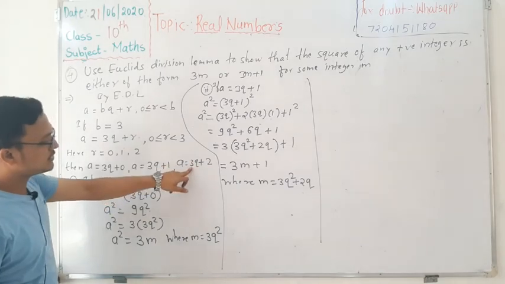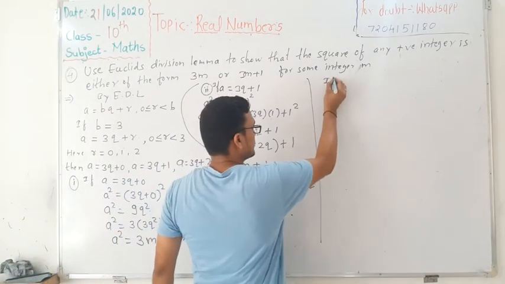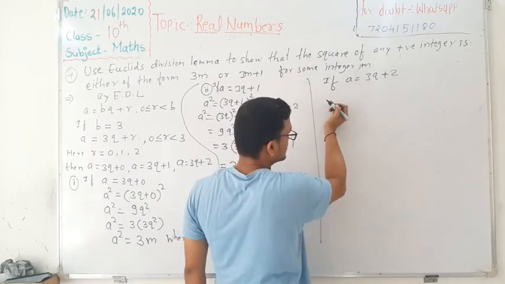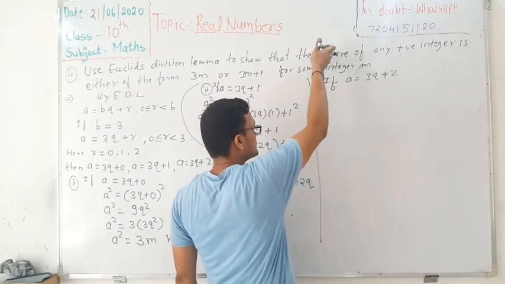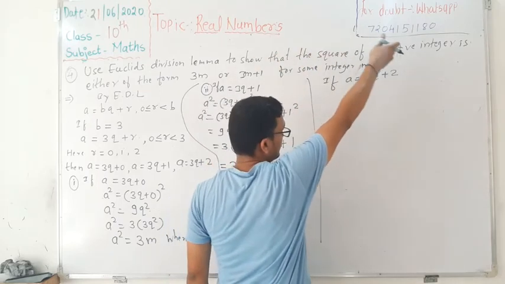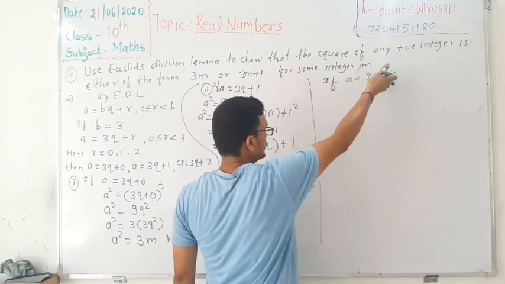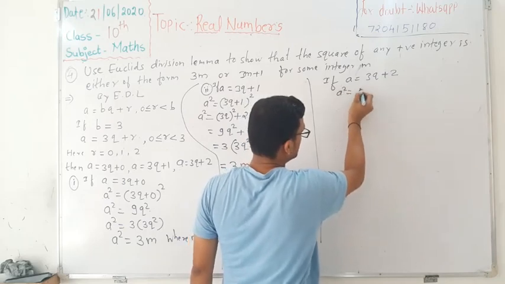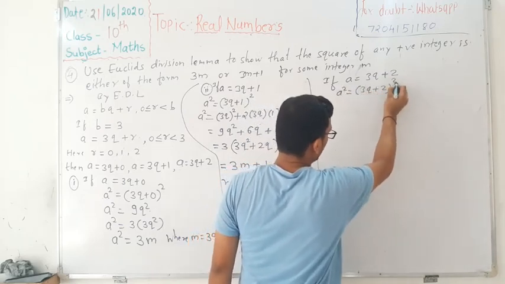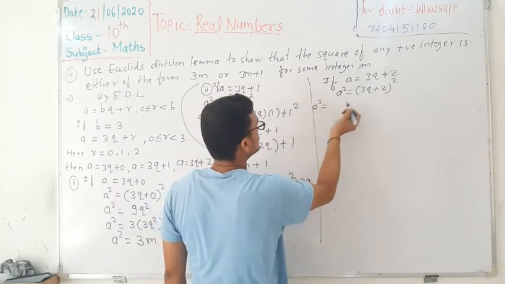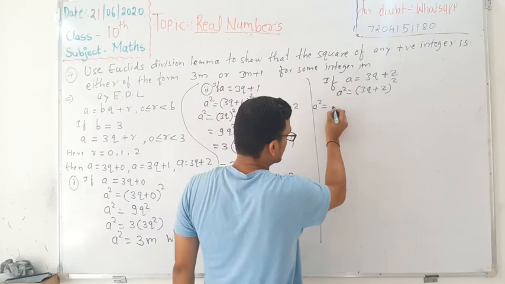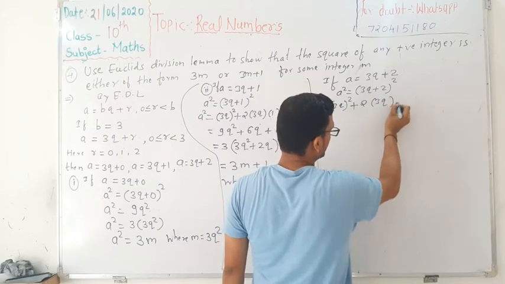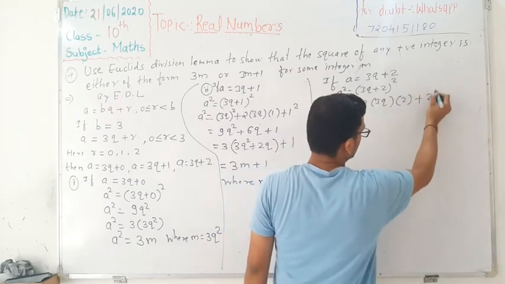case is a is equal to 3q plus 2. So if a is equal to 3q plus 2, again squaring on both the sides. Why are we making the squares? Because in the question they have said you have to make the squares of any positive integer. So our positive integer is 3q plus 2, so I'll square both the sides. That is a square is equal to 3q plus 2 whole square. So here a square is equal to, using the same identity, 3q square plus 2 into 3q into 2 plus 2 square.